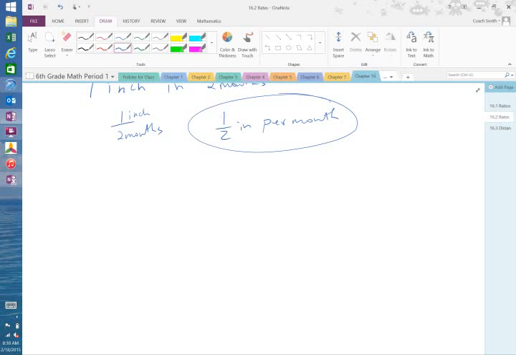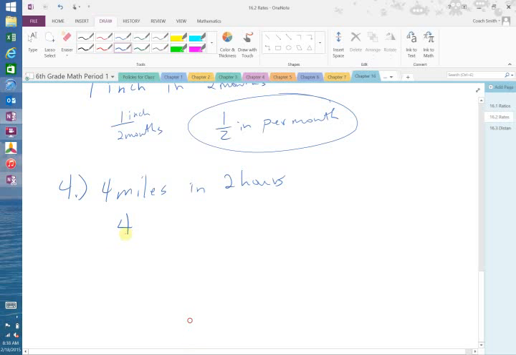All right. Number 4 says 4 miles in 2 hours. So I want to know how far he went in 1 hour. So once again, we just make a fraction, 4 over 2. That's miles, and that's hours. So 4 miles in 2 hours, how many did I go in 1 hour? 2. So you just simply divide 2 into 4. 2 goes into 4 2 times, so that would be 2 miles per hour.